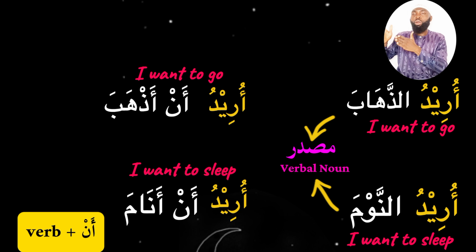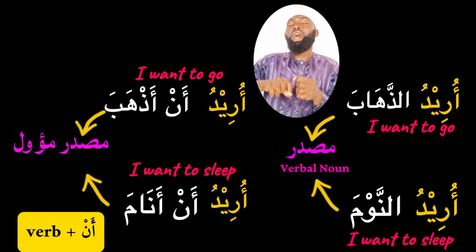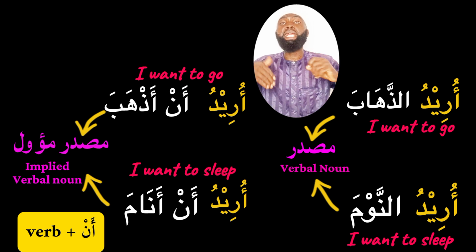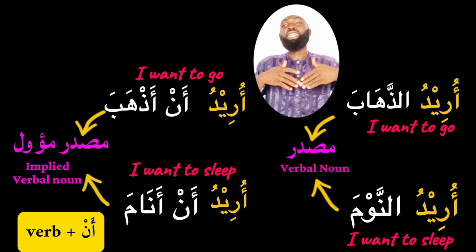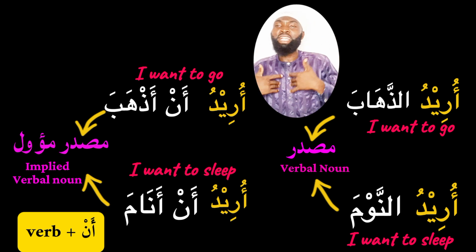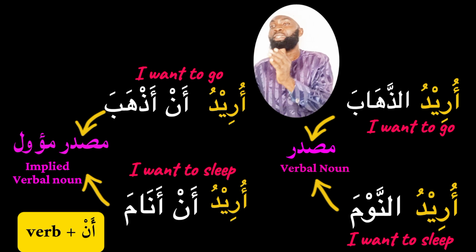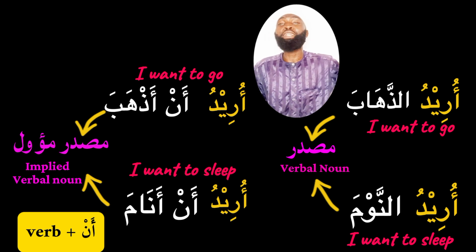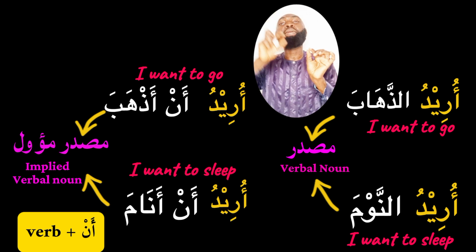Now, the second way is the way we have conveyed it using an plus the present tense verb. This one is called the masdar mu'awwal, which means the implied masdar. This is to say that we only imply the meaning of the masdar using the verb. So instead of saying uridu dhahaba, you can simply say uridu an adhaba, and we will understand, seeing the an and the present tense verb, that this is a masdar mu'awwal, which is the implied form of the main masdar. The masdar, the verbal noun, is implied here.